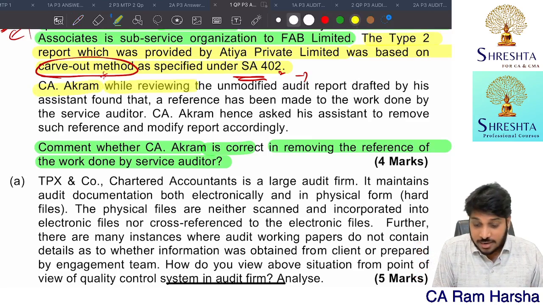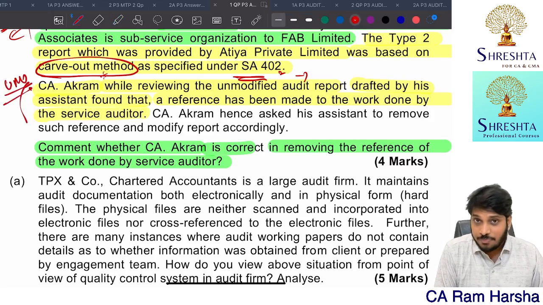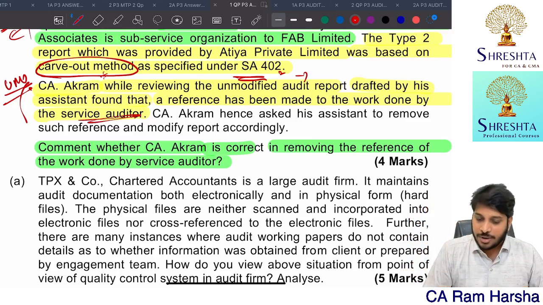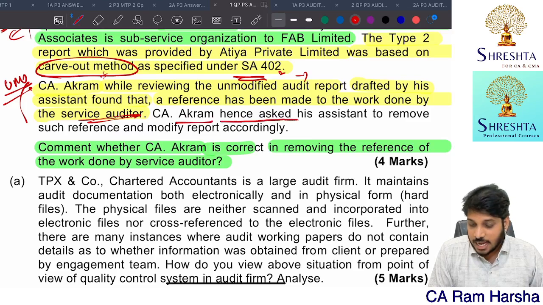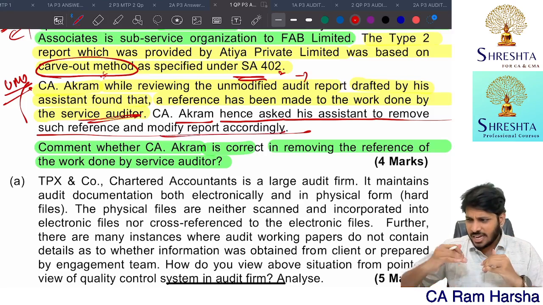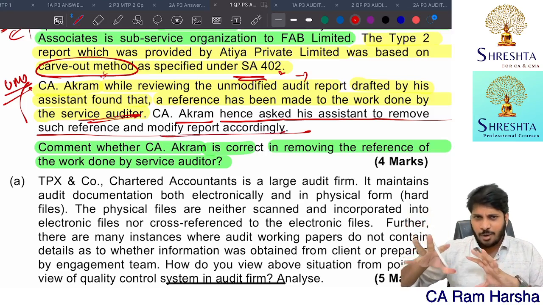CA Akram, while reviewing the unmodified report drafted by his assistant, found that a reference has been made to the work done by the service auditor. Remember, he is giving an unmodified opinion, and the service auditor reference was given in the same audit report which contains the unmodified opinion. CA Akram hence asked his assistant to remove the reference and modify the report accordingly. Means, remove the reference and give an audit report with an unmodified opinion.